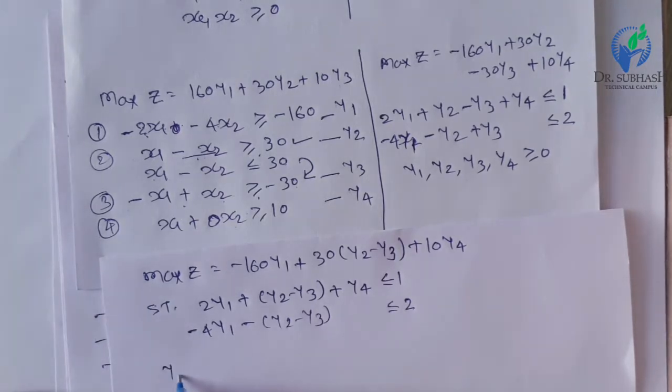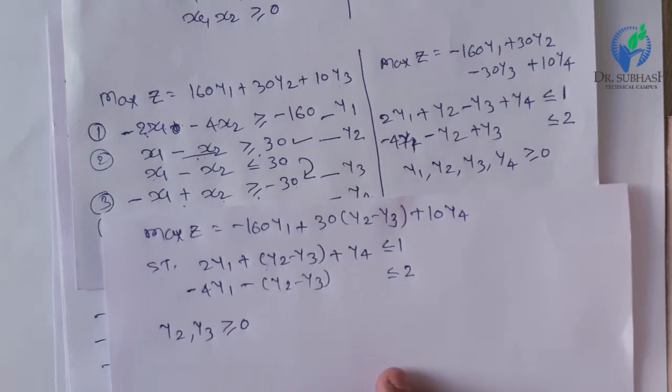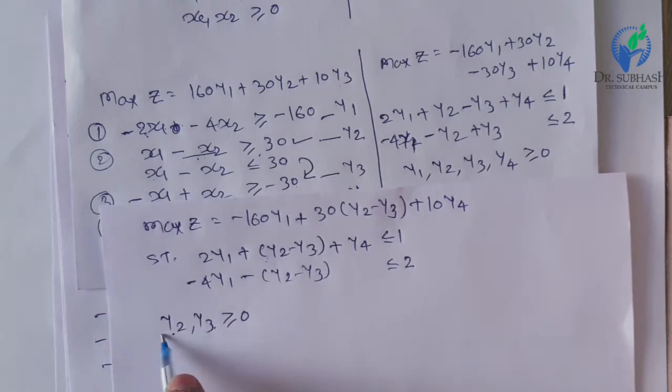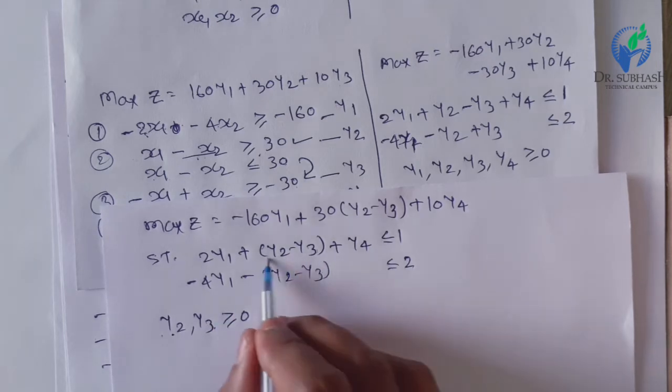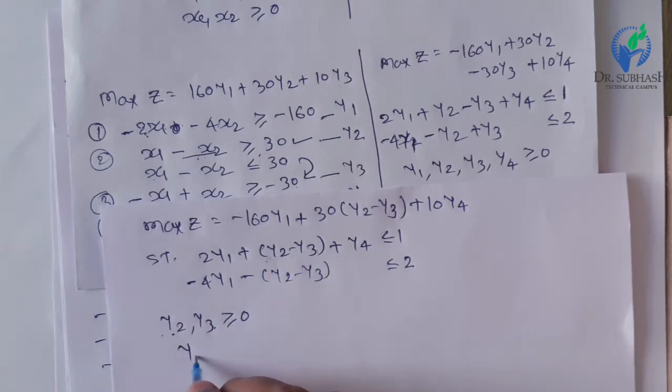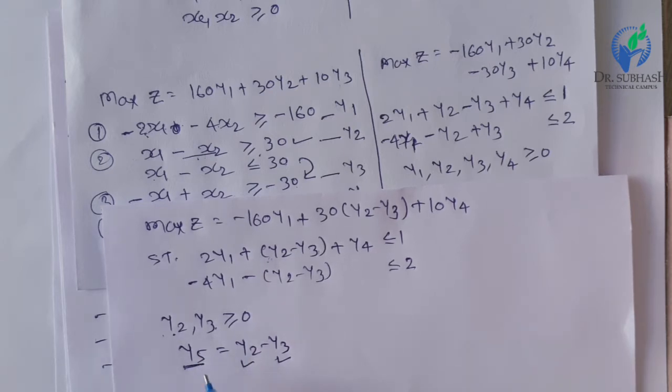Here, what are y2 and y3? y2 and y3 both are greater than or equal to 0, and the difference of two positive numbers could be anything. It may be positive, it may be negative, or it may be 0 if y2 and y3 are equal. So we can replace these two variables, or the difference of these two variables, with another variable, say y5, which is equal to y2 minus y3.